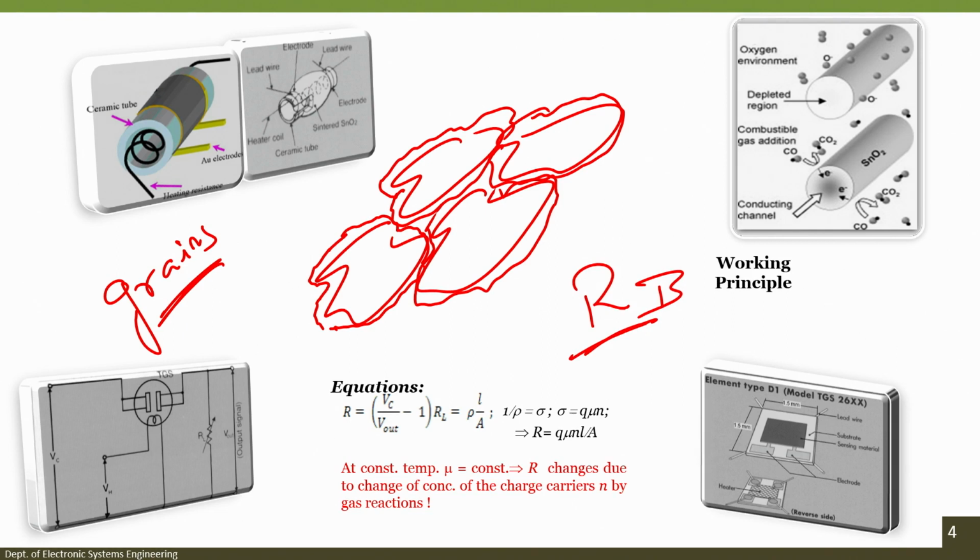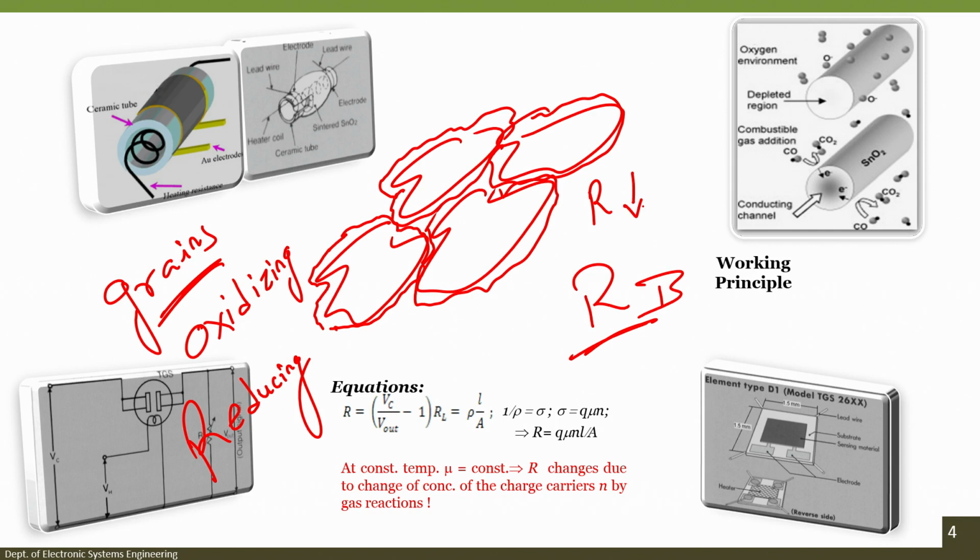Now, if I inject an oxidizing gas, there are two types of gases, oxidizing and reducing. If I use an oxidizing gas, then the electrons will be depleted further from the depletion layer, and the resistance of the sensing layer would increase. While if I use a reducing gas, then the electrons will be donated and the depletion layer width will reduce, causing the resistance of the sensing layer to decrease.